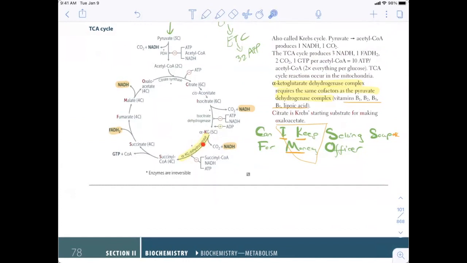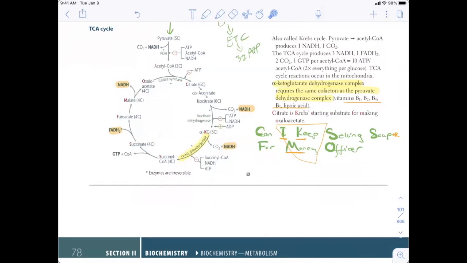That's the one that takes you from alpha-ketoglutarate to succinyl-CoA. And it's the same thing. Well, it looks very similar to your pyruvate dehydrogenase complex because this is where we have B1, B2, B3, B5, and lipoic acid, okay? And then finally, even though the whole goal here is to make some NADH because we know we can go to the bank at the end of the day and exchange all this NADH for a lot of money, which is ATP, okay?